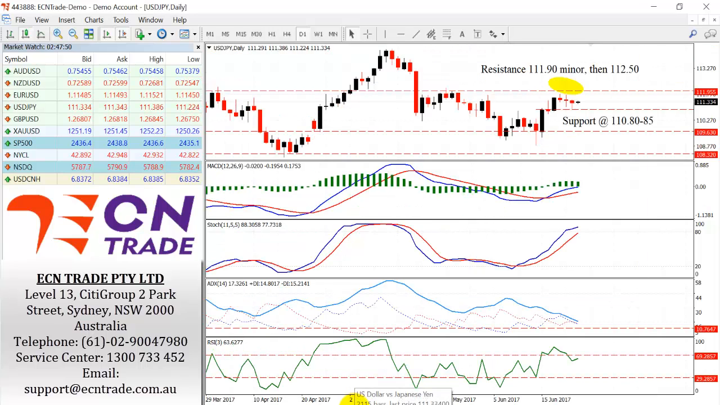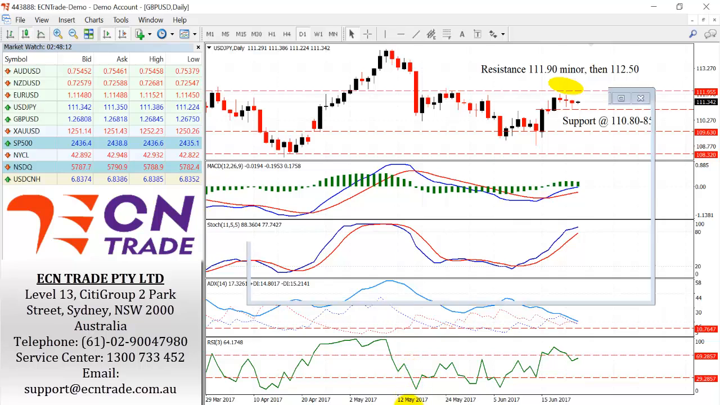The dollar yen still remains unchanged and still holding above the level of 110.80 to 85. In recent views, my outlook has been bullish and I'm still holding to that, with the expectations of seeing 111.90 cleared and a move towards 112.50 and reassess from there. Any weakness should find demand from 110.80 or firmer beneath at 110.35 to 45.